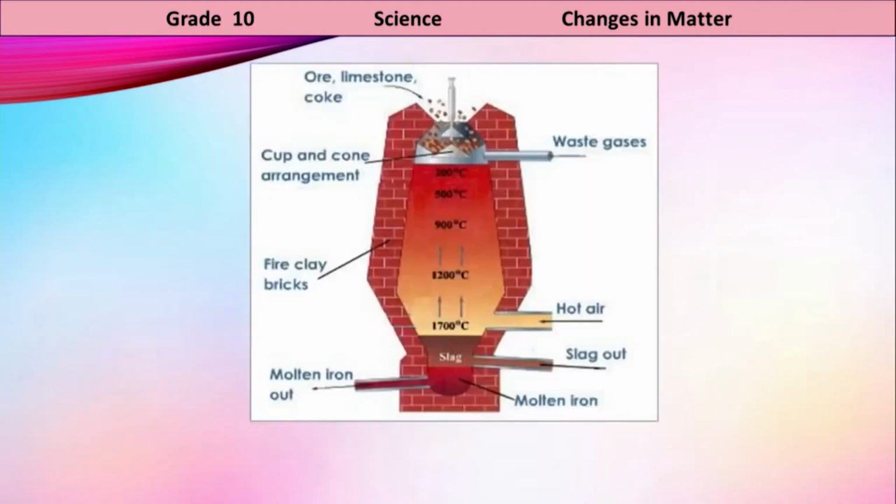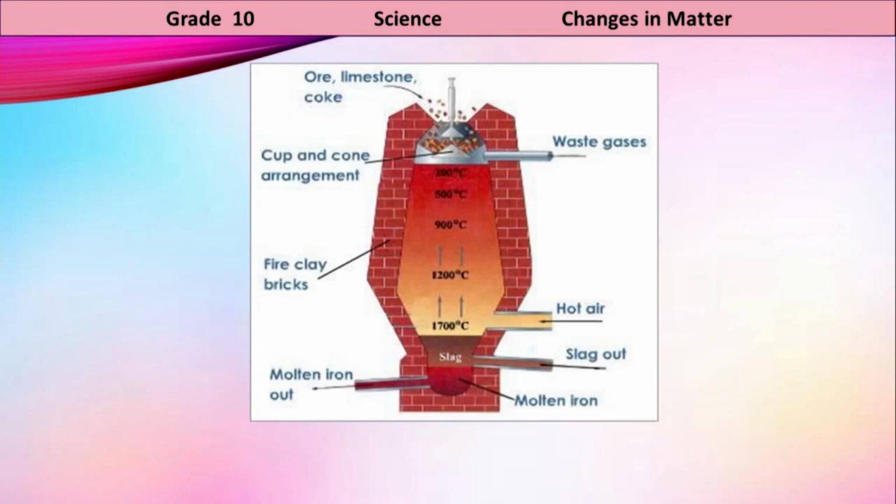Look at this picture. This is a picture of an interior view of a blast furnace. At the top of the blast furnace, there is an opening to insert the raw materials. And at the bottom of the blast furnace, there is an opening to insert the hot air. Due to that hot air that we send from the bottom, the temperature inside the blast furnace is created.